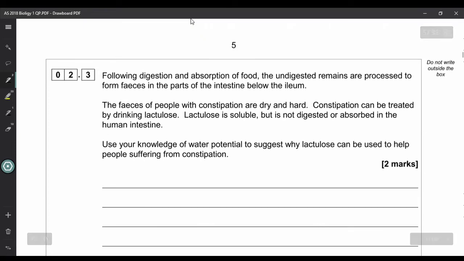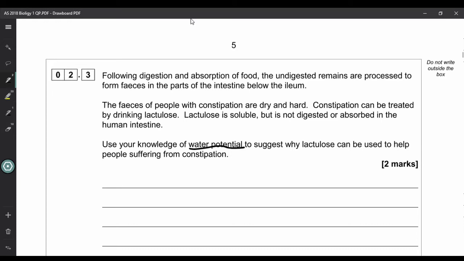So part 3, following digestion, the absorption of food, the undigested remains are processed to form feces. The feces of people with constipation are dry and hard. This can be treated by drinking lactulose. Lactulose is soluble, but it's not digested or absorbed in the human intestine. Use your knowledge of water potential to suggest why lactulose can be used to help people suffering constipation.